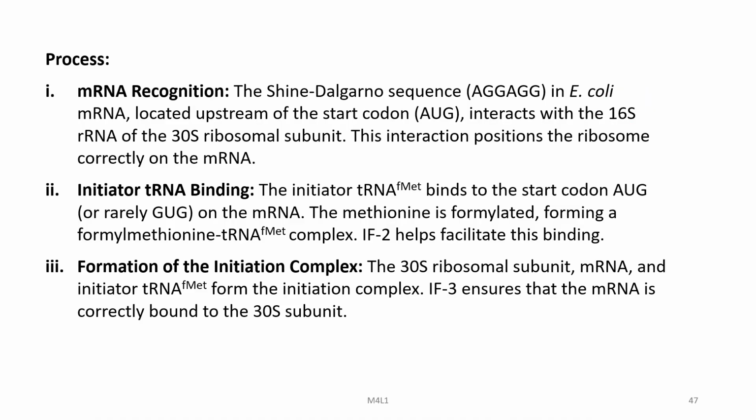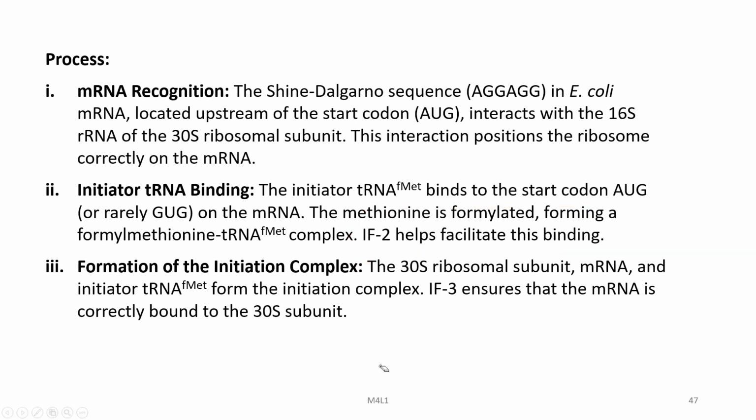Then there is the initiator tRNA binding. The initiator tRNA fMet binds to the start codon AUG on the mRNA, and sometimes to GUG, rarely. The methionine is formylated, forming a formyl methionine complex. IF2 helps facilitate this binding.